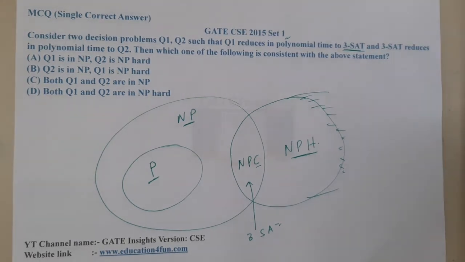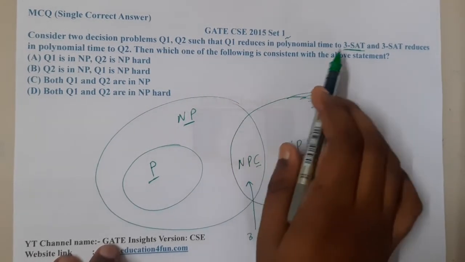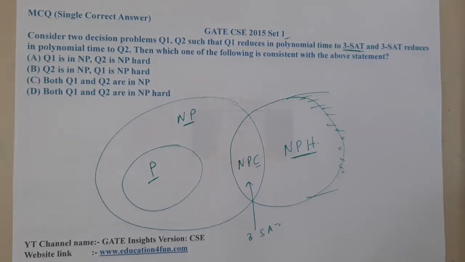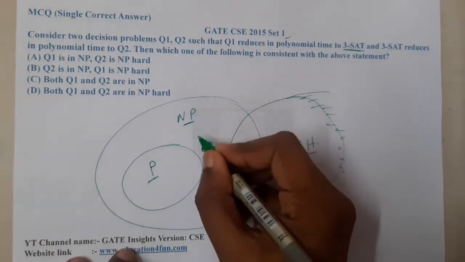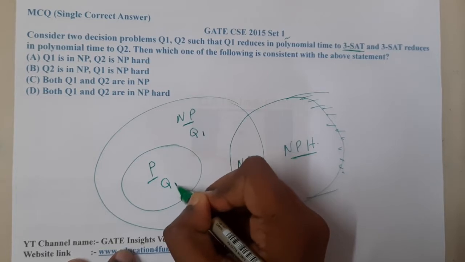Okay, so let us read the statements again, guys. The statement on Q1 says it reduces in polynomial time to 3-SAT. It means if we want to reduce it, we can reduce that Q1 to the SAT problem. So indirectly, that Q1 might be here or that Q1 might be here, right?